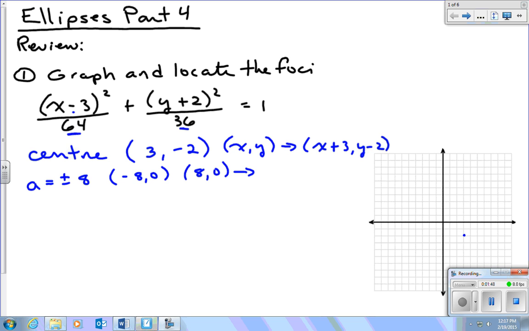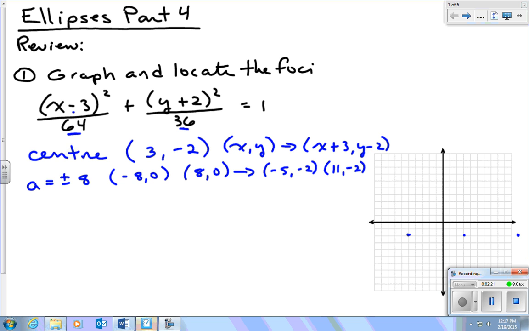So we're adding 3 to all the x coordinates and subtracting 2 from all the y coordinates. So that would give us as our major vertices -5, -2, and 11, -2. So -5, 1, 2, 3, 4, 5, and 11. I'll have to just eyeball that one.